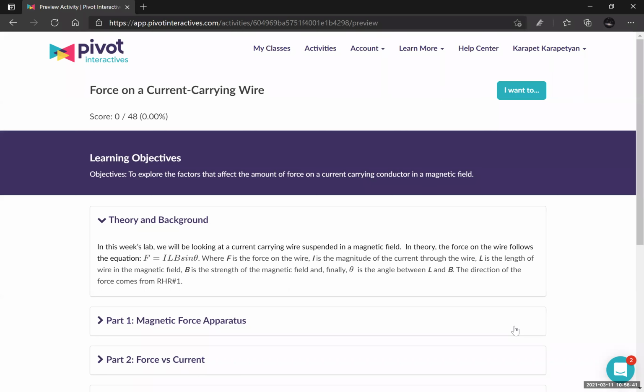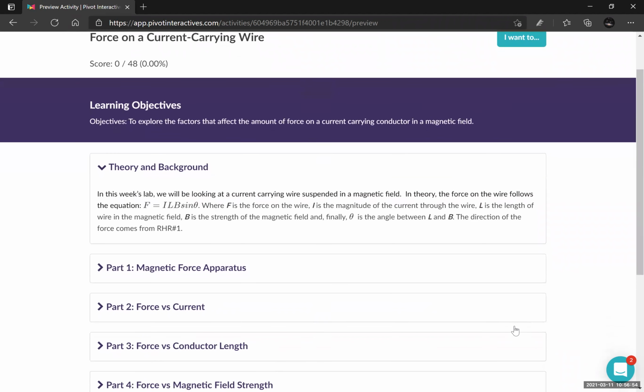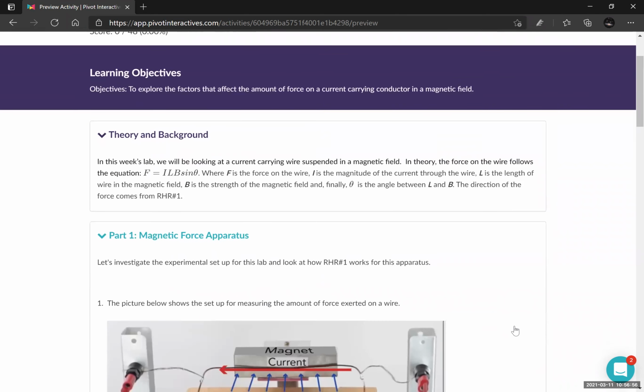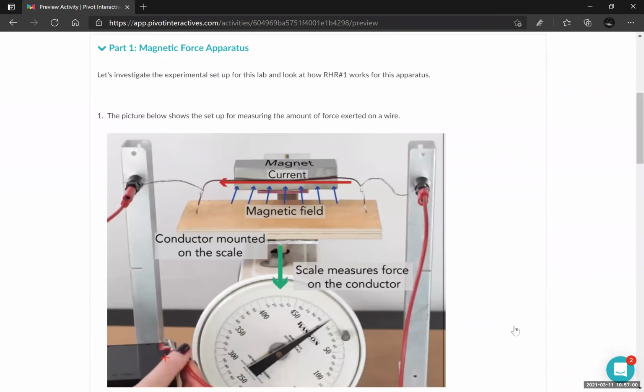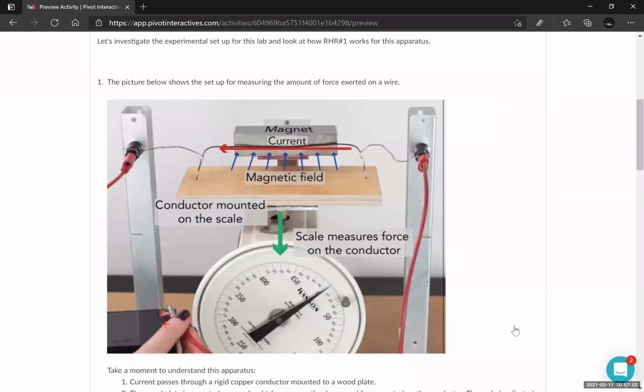All right, so here's the experiment. You can see the learning objective is to explore the factors that affect the amount of force on a current carrying conductor in a magnetic field. Here I give you some theory and background, and then let's go to the apparatus. This is a relatively straightforward apparatus, and it tells you step by step what it is.